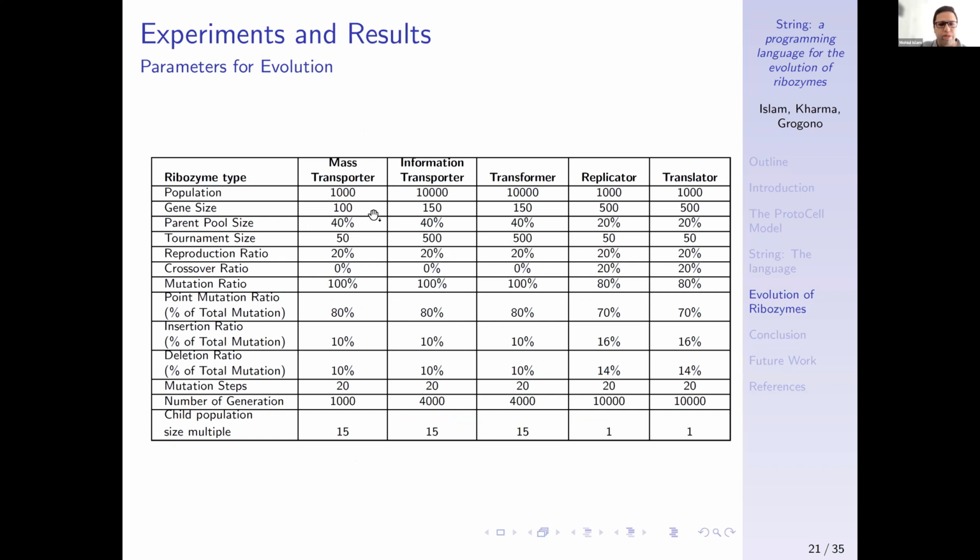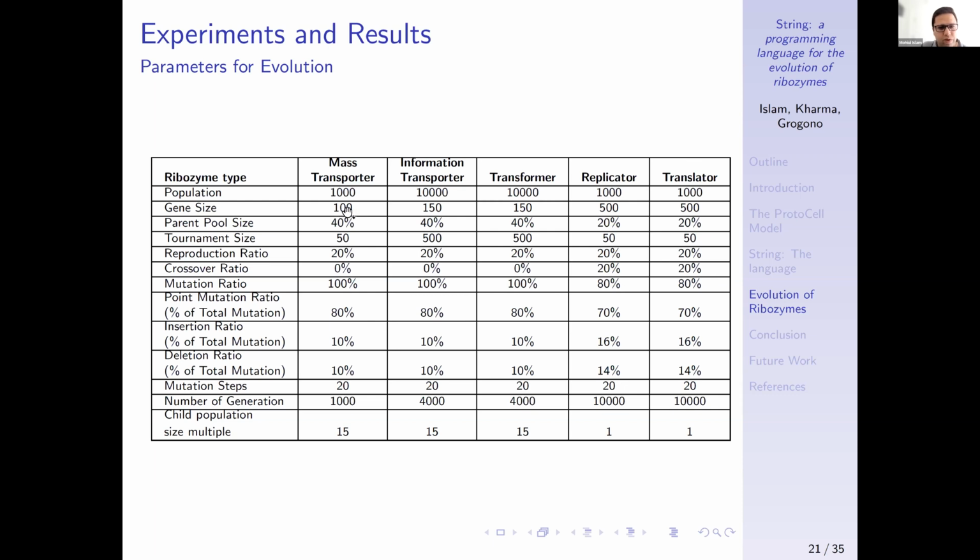I'll get to the individual programs that we evolved. We evolved a mass transporter with a population size of 1,000. As you go towards the right columns, the programs become more complex. An information transporter is more complex, so the population was increased to 10,000. Finally, the replicator and translator are the most complex programs. The significant factor is mutation: up to the transformer, we were able to evolve to the best fitness using 100% mutation, but for the replicator and the translator, we also added 20% crossover. And as you can see, the initial gene size also increases.